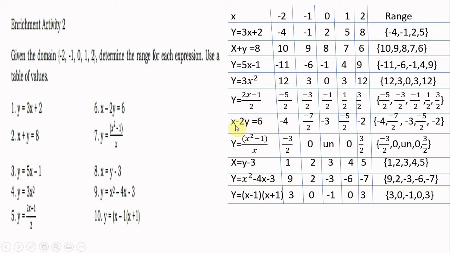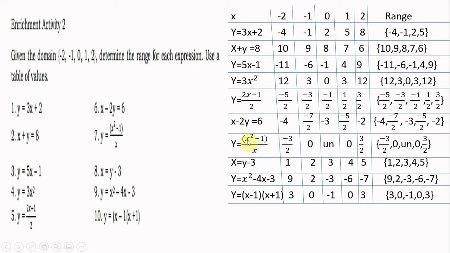When our x is 1, transpose, that becomes negative 1, 6 minus 1 is 5, and 5 divided by negative 2, that's negative 5 over 2. When our x is 2, transpose, that's minus 2, 6 minus 2 is 4, divided by negative 2, that's negative 2.